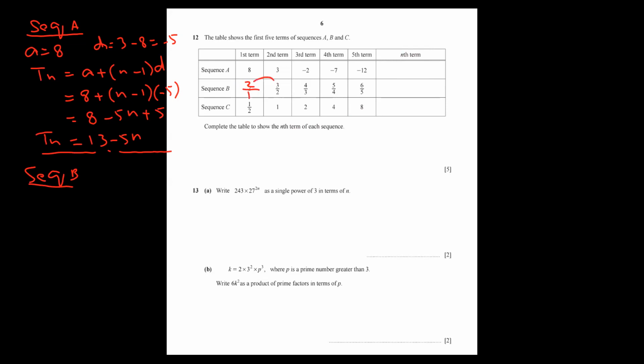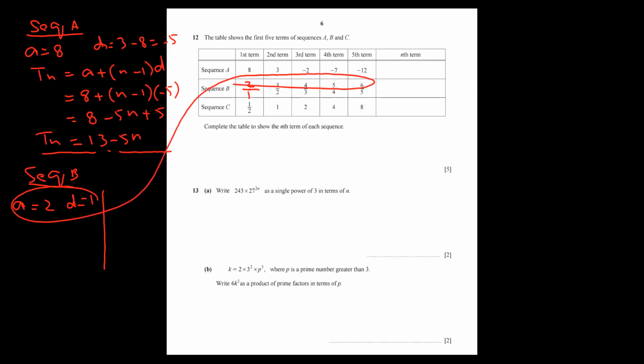Now see, 2, 3, 4, 5, 6, and down 1, 2, 3, 4, 5. So now it is very clear. The numerators, I have to start from 2. For the upper part, a is 2 and the common difference is 3 minus 2, which is 1. So you have 1, 1, 1 difference, so d is equal to 1. This is the upper sequence.